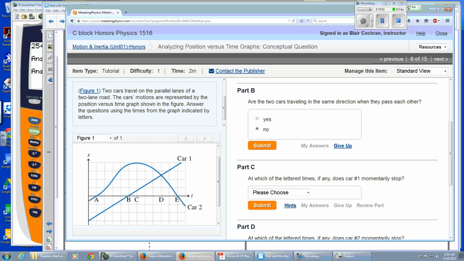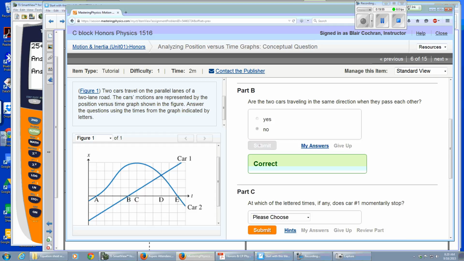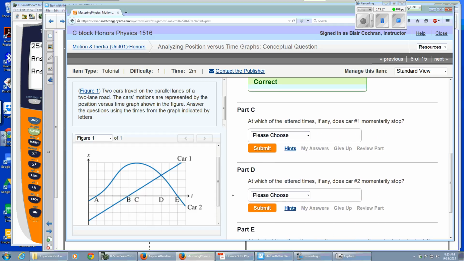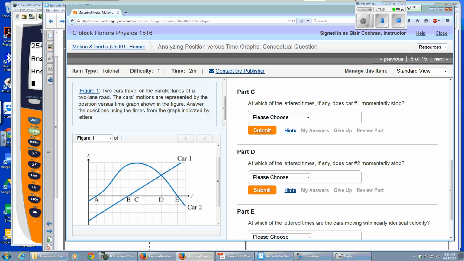Good. At which of the letter times, if any, does car number 1 momentarily stop? So what are we looking for on the graph to indicate stop? Right, there's no slope. Well, that's the same as no slope, right? Yeah, same thing. So we're looking for the slope of the position graph to be 0. I think we already took care of that in our why.